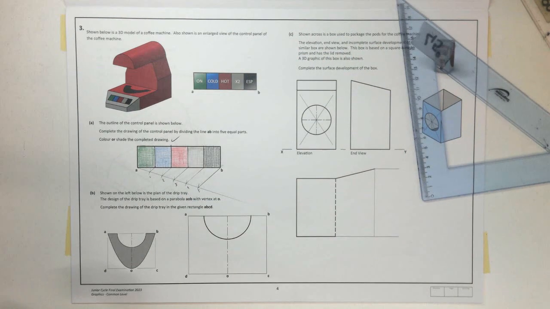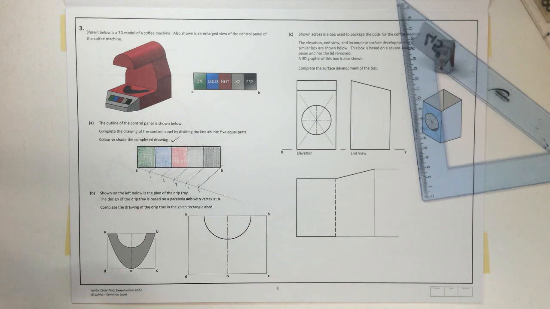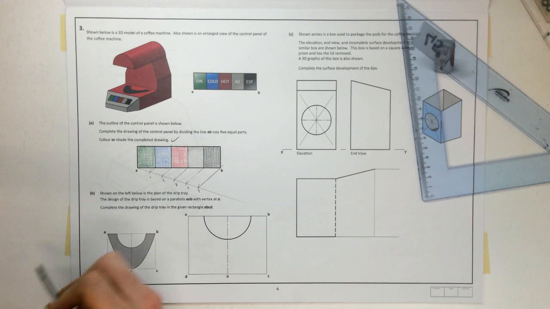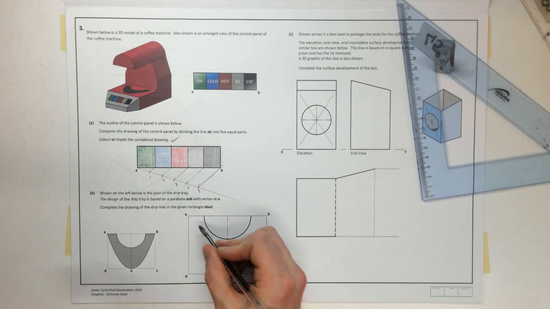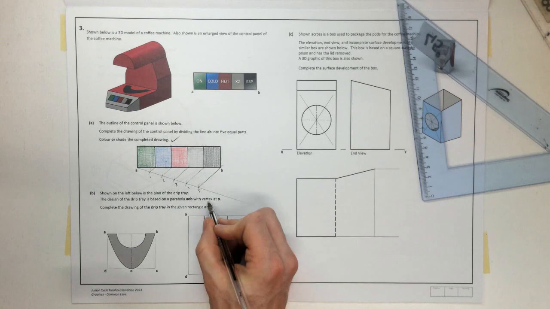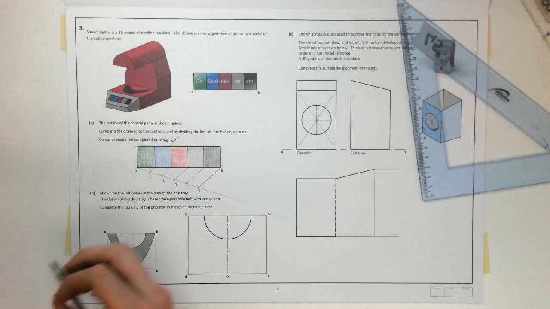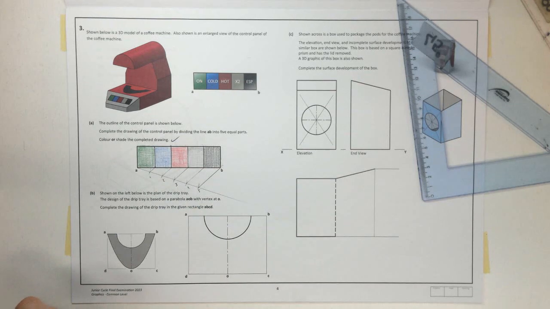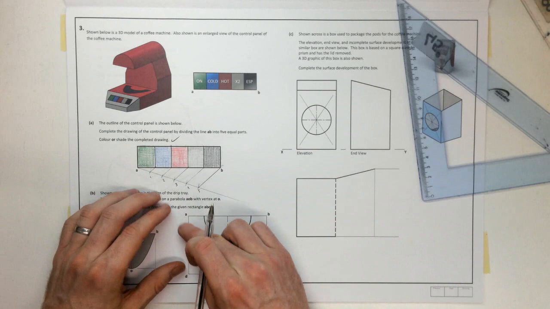Shown on the left below is the plan for the drip tray. So we've got the drip tray there. Design of the drip tray is based on a parabola AOB. So AOB, A to O to B, with vertex O, so O is the turning point there. Complete the drawing of the drip tray in the given rectangle ABCD. So we want to fit our parabola into this space.